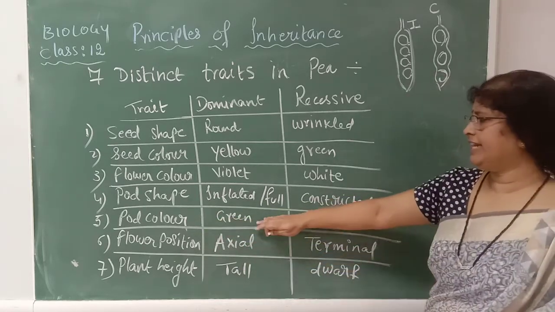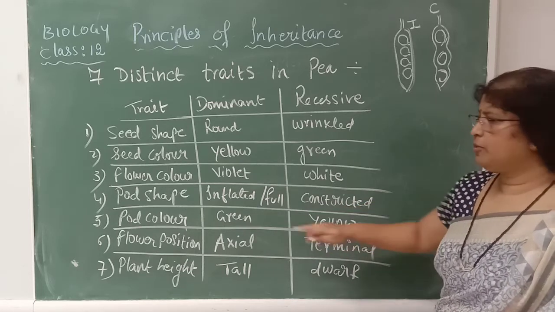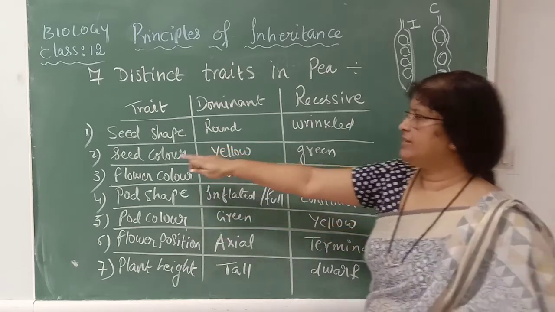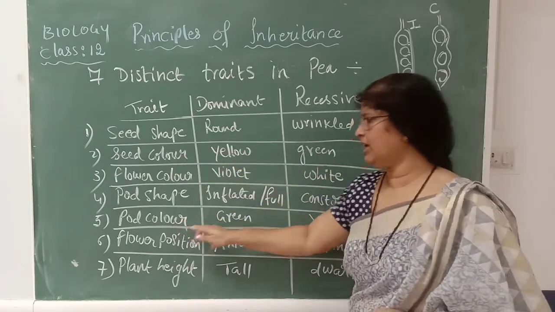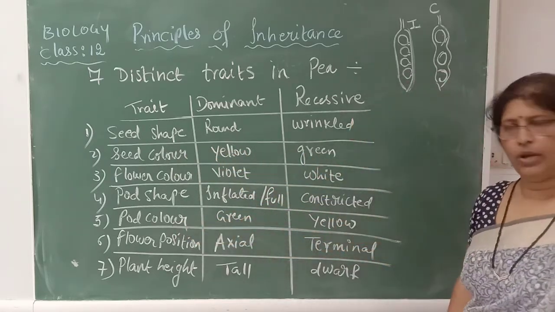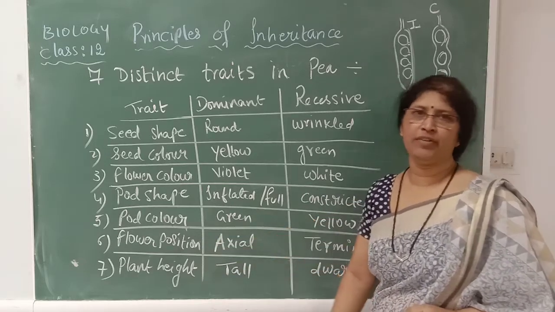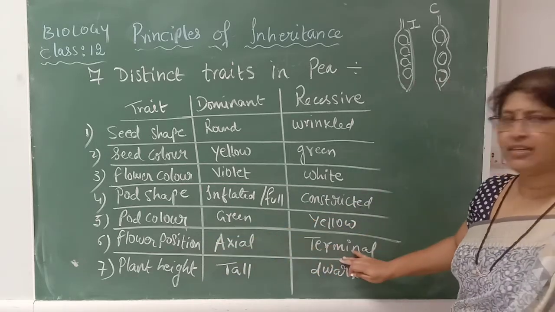Then coming to the color of the pod. Color of the pod, green is dominant over yellow. So please don't get confused over here. In seed color, yellow is dominant over green, but in pod color, green is dominant over yellow. Then coming to the position of the flowers, axial position and terminal position.